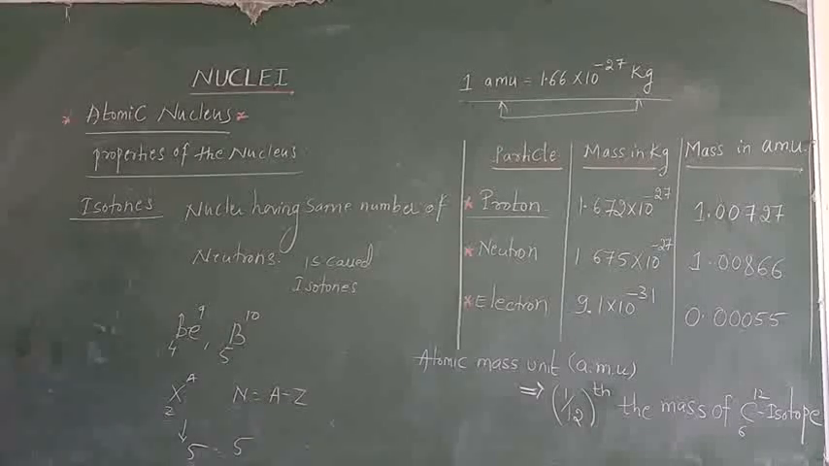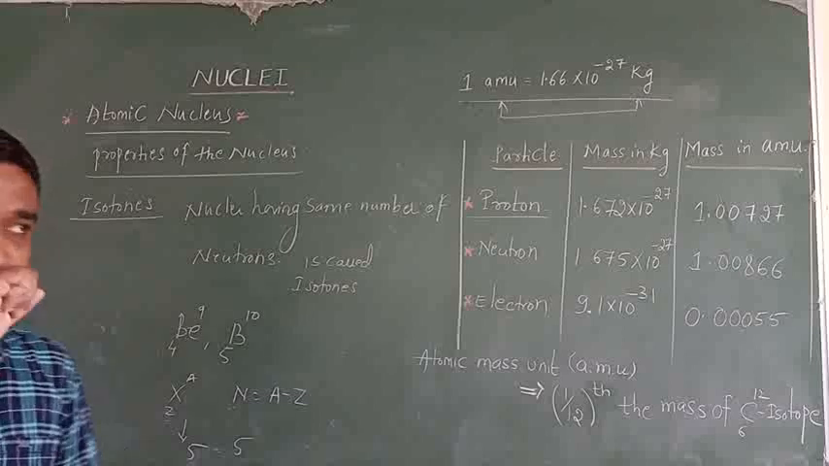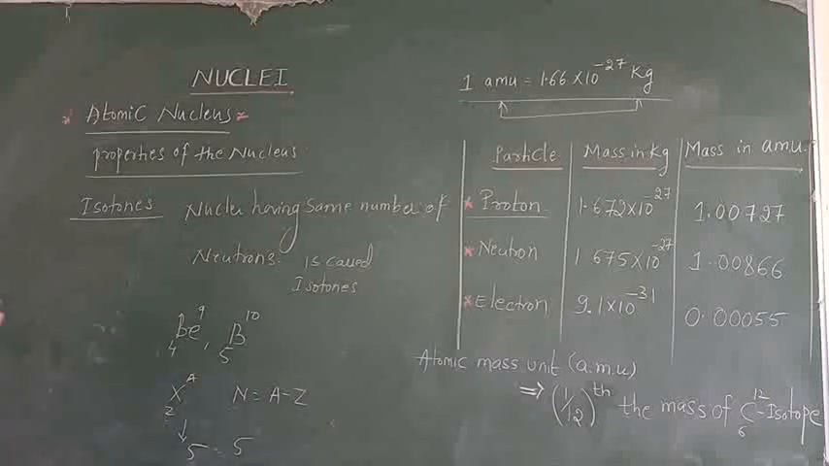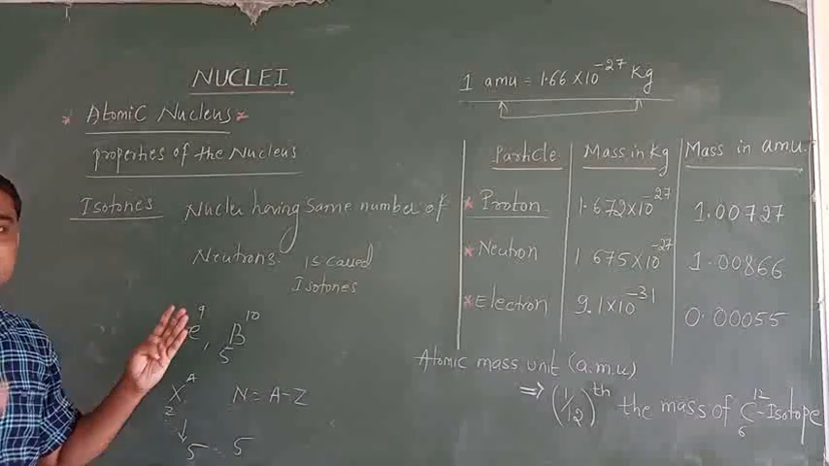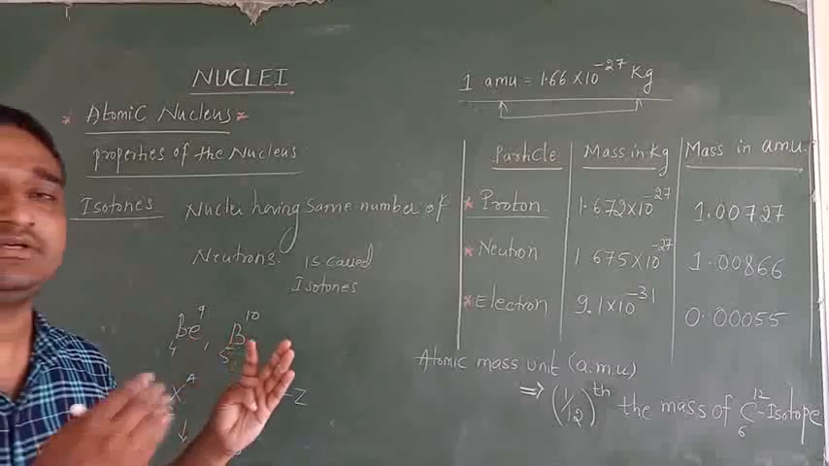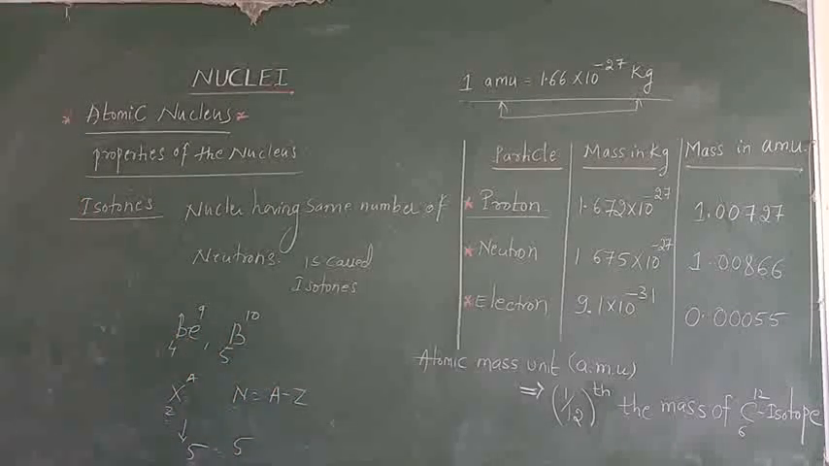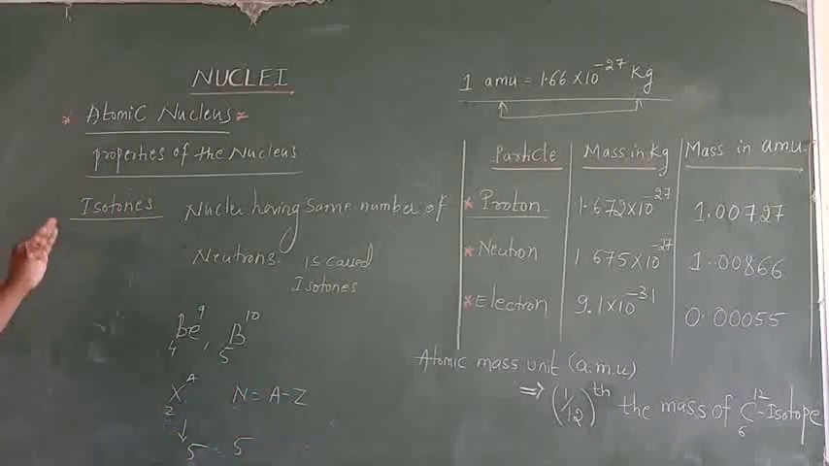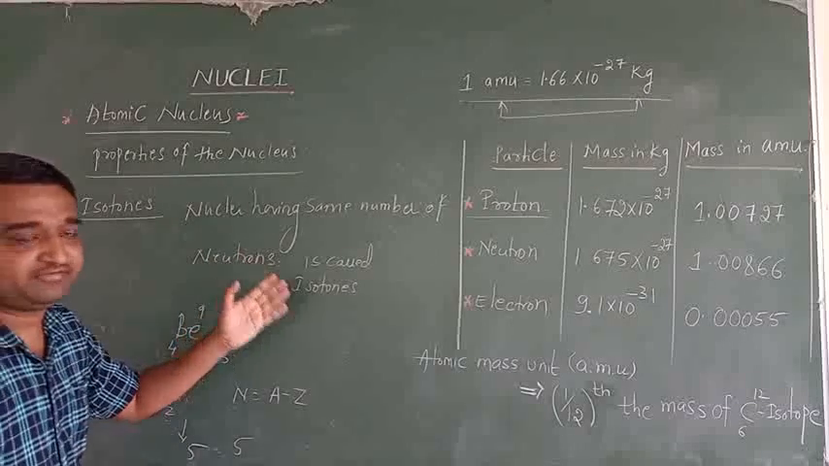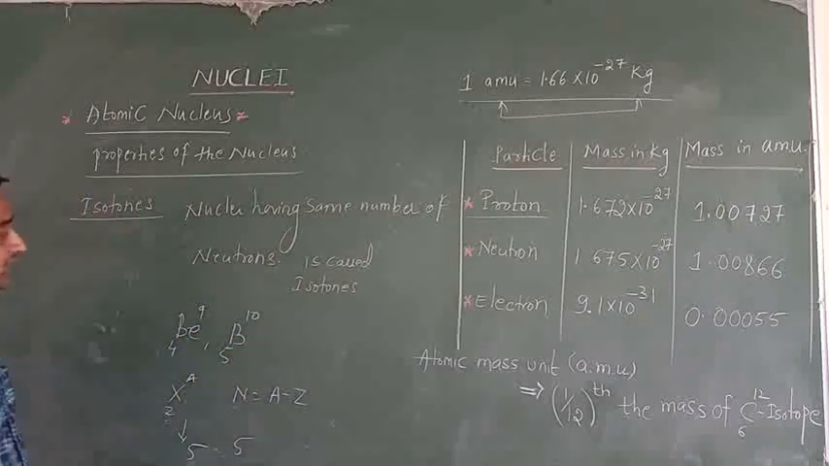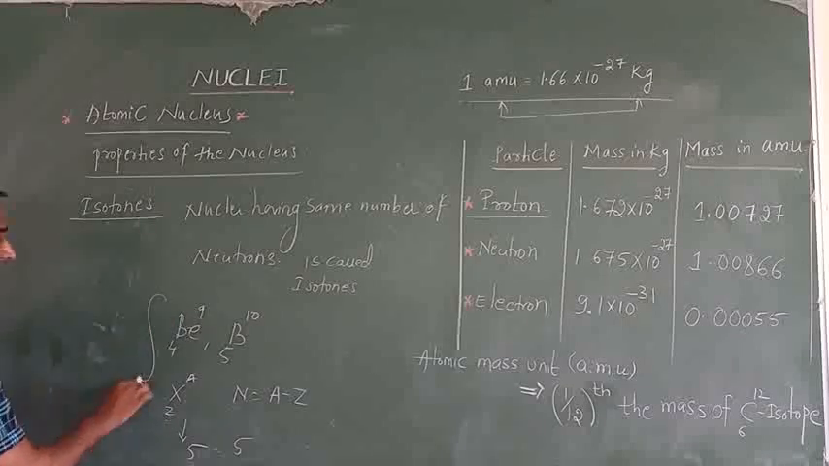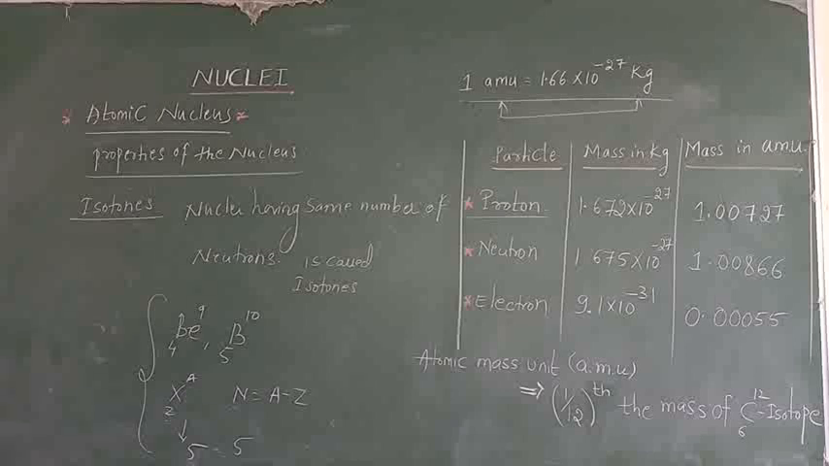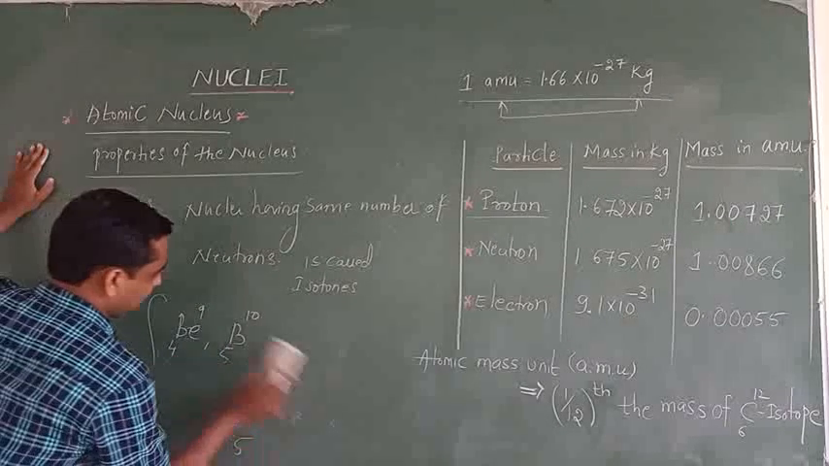So three important definitions were discussed here. What are isotopes? What are isobars? And what are isotones? Isotopes means same atomic number but different mass number. Isobars means different atomic number but same mass number. And isotones means the nuclei of different elements having the same number of neutrons. That is called as what? The isotones. So these are the three important definitions related to the properties of the nucleus.